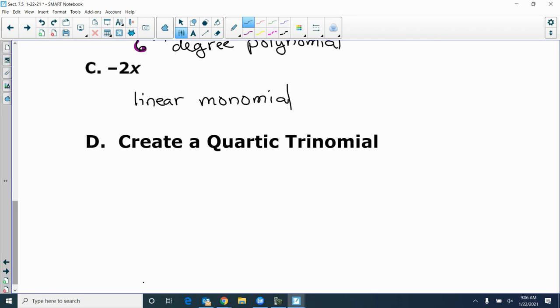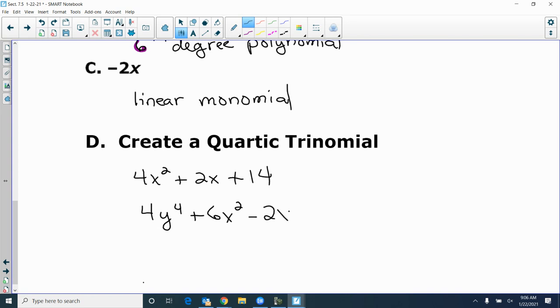Yeah. Sam, what do you got? Yeah, I have 4x squared plus 2x plus 14. Okay, that's a trinomial, but not quartic. Okay, Jordan? 4y to the 4th plus 6x to the 2nd minus 2x. That would be okay. You gotta have the highest degree is 4th degree.